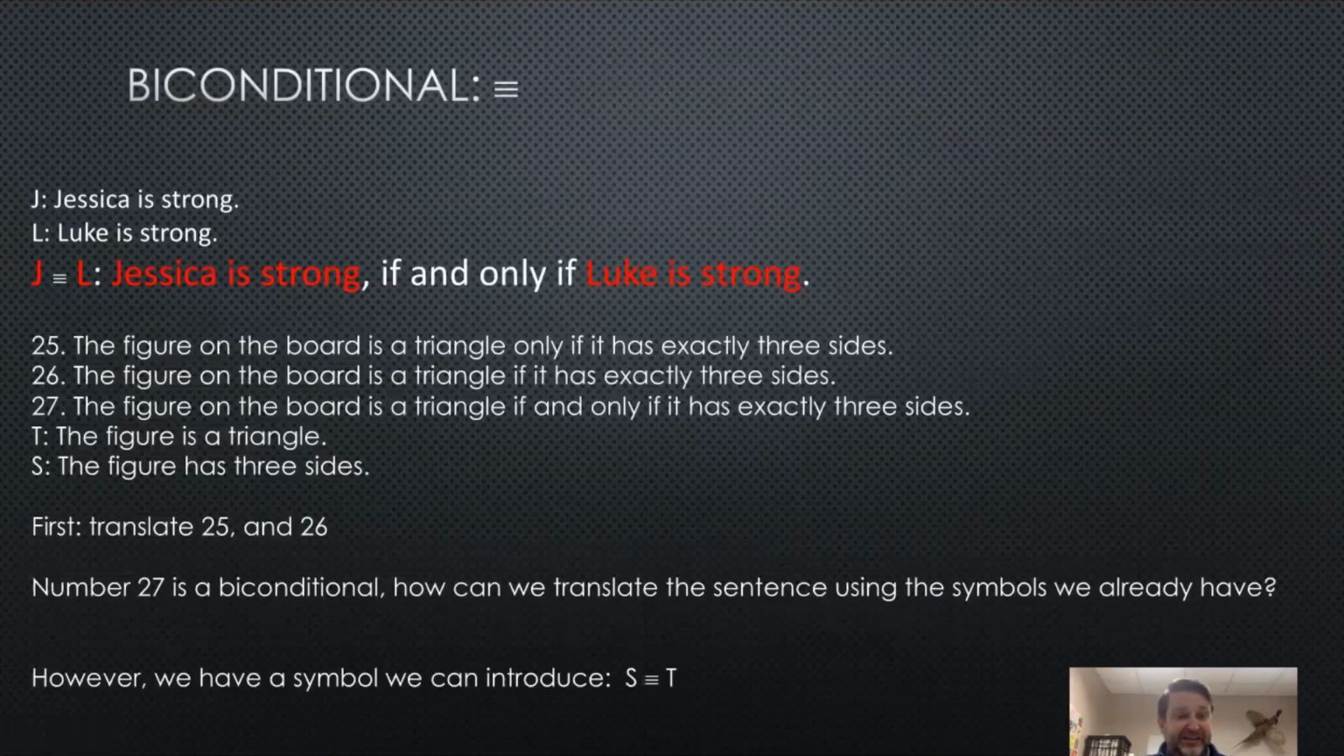Okay, let's turn to the biconditional now. So consider the following sentences. Jessica is strong, Luke is strong. Suppose we want to translate this into FOL. Well, this would be translated as J if and only if L, or J biconditional L, gets interpreted as Jessica is strong if and only if Luke is strong. So let's turn and practice with some of these exercises, and see how to translate this symbol.